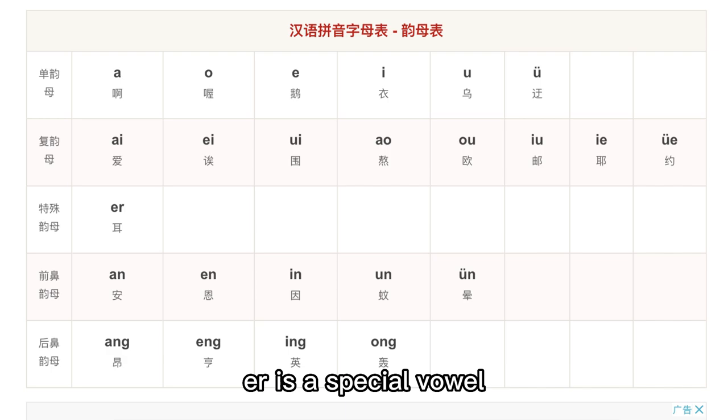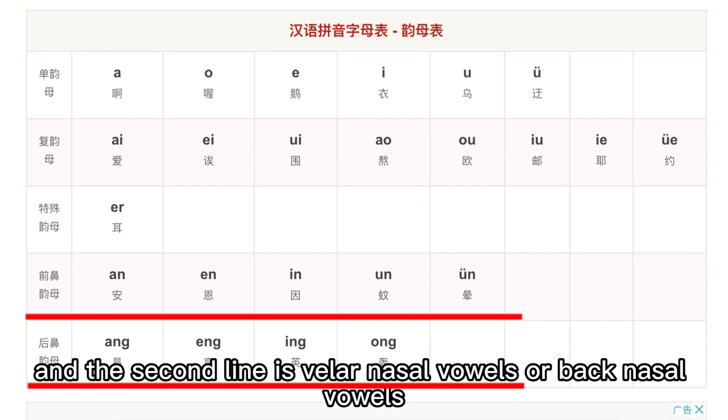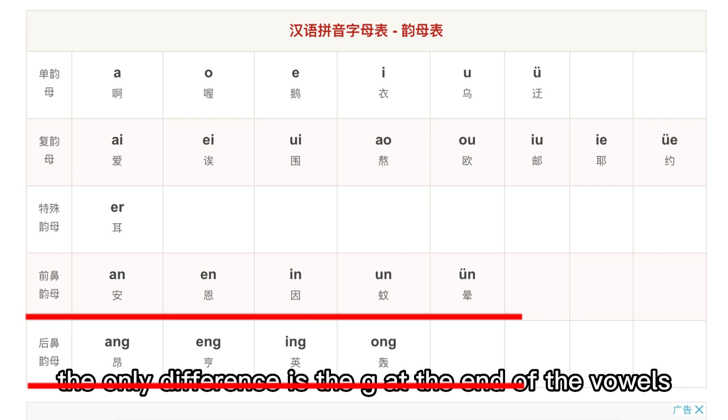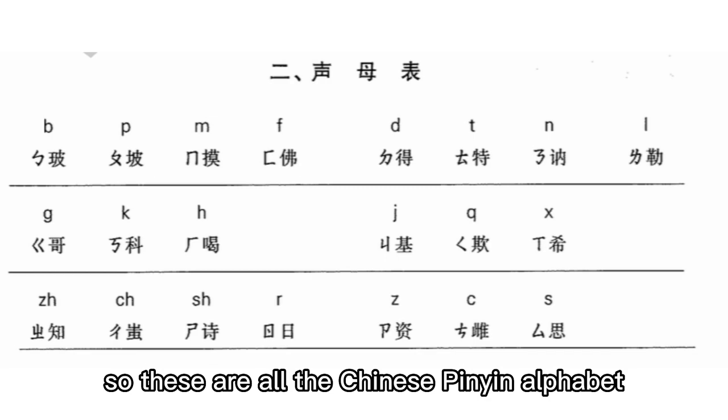The first line is anterior nasal vowels, or front nasal vowels, and the second line is velar nasal vowels, or back nasal vowels. The only difference is the G at the end of the vowels for yin and ying. Ying has a strong nasal sound because of the G. So these are all the Chinese Pinyin alphabet, including initial consonants and vowels.